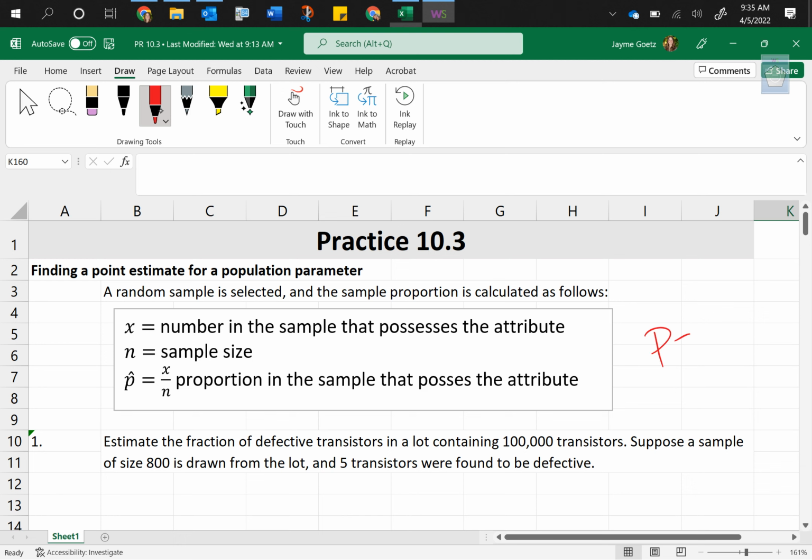So the number of samples, X, is the number in the sample that possesses the attribute. Now this is kind of a new word, but you should be kind of familiar with it. Attribute just means a characteristic that members of a population either have or don't. So whatever they're looking for, that's the attribute. N is the sample size, so to find the proportion is the number that possesses the attribute over the sample size. So what you want, how many have what you want over the total. That's the proportion that possesses the attribute in the sample.